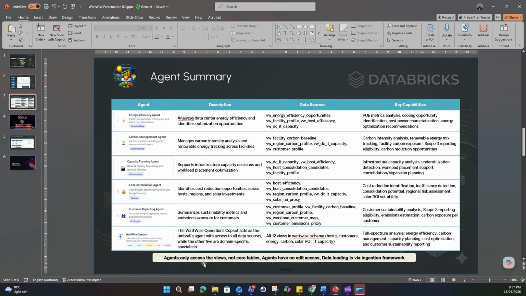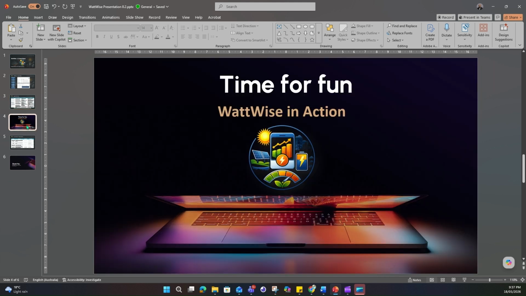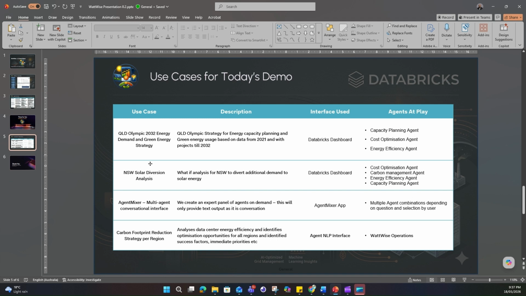As a principle, none of them have access to core data. They are all running on views, and they don't have any edit access. The last one, WattWise operation, is basically a master agent that can run on any views. It is for edge analysis and more end-to-end analysis, while the other ones are domain specific with a certain intent. Now we will jump into the demo, and for the demo we have selected these ones.